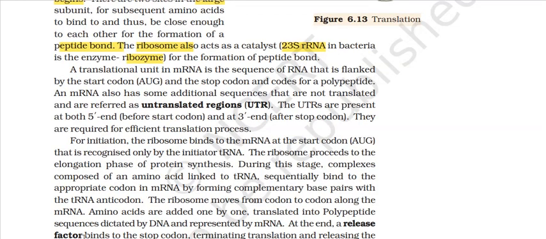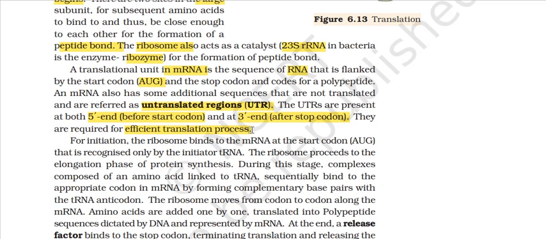A translational unit in mRNA is the sequence of RNA that is flanked by the start codon AUG and the stop codon and codes for a polypeptide. Fine, तो एक translational unit होगा. Transcriptional unit हमारे DNA पे होता था, translational unit mRNA पे होगा. An mRNA also has some additional sequences that are not translated and are referred to as untranslated regions. UTRs are untranslated regions जो mRNA पे ही होते हैं. They're present at both 5' before the start codon and 3' after the stop codon. Fine, they're required for efficient translation processes. So there are certain breaks जिनको untranslated regions बोलते हैं. 5' के पहले होगा और 3' के बाद होगा.